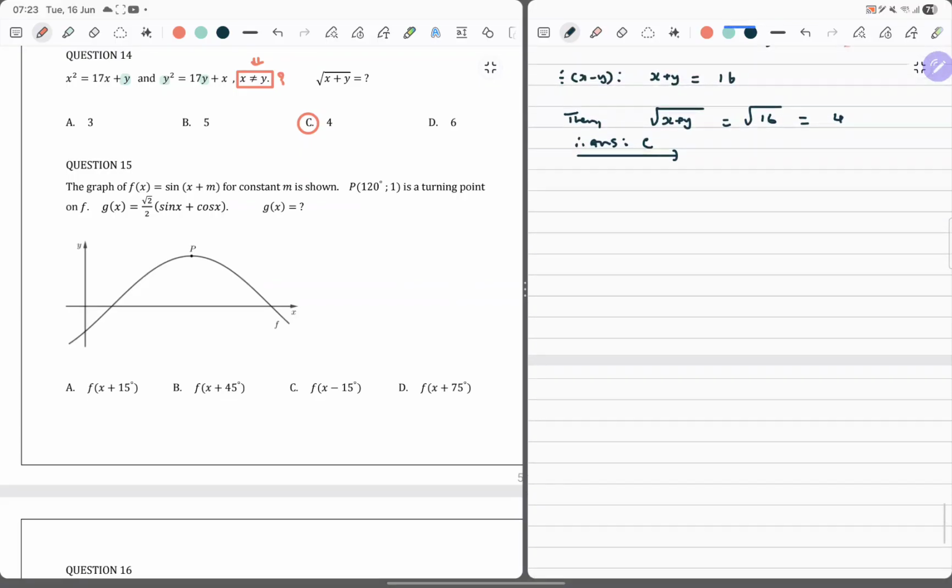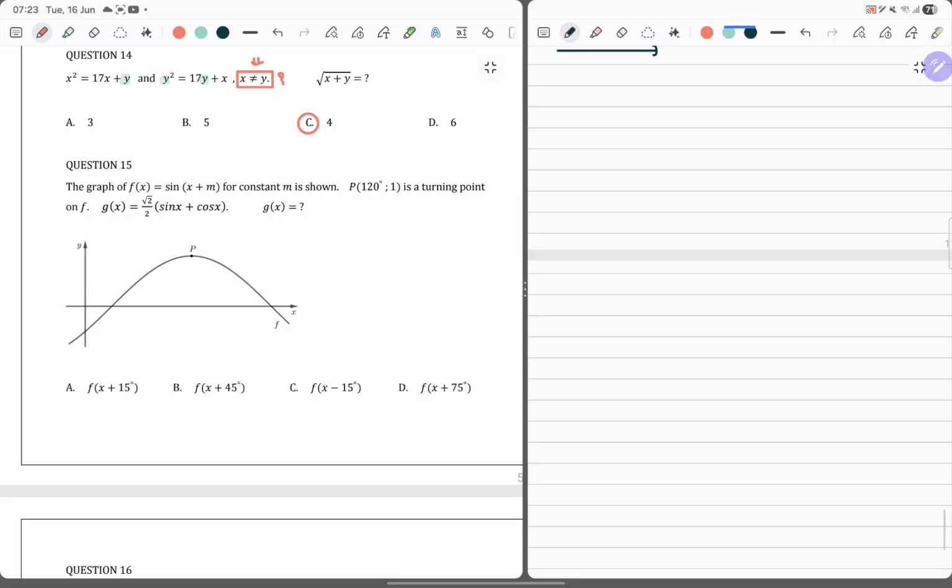All right, let's look at question 15. Question 15 says the graph of f is equal to sine of x plus m, for constant m, is shown. Cool. P 120, 1 is the turning point. So this is the maximum, right, so this is at 1, of f. So g of x is root 2 over 2 of sine x plus cos x.